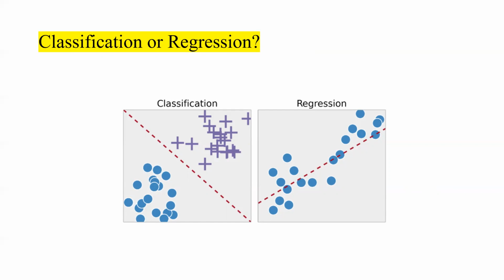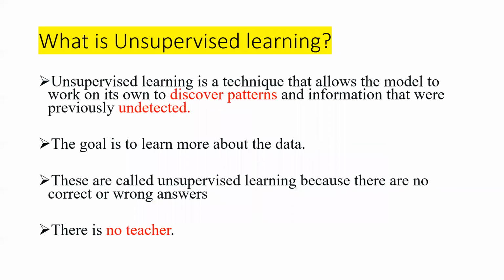Let me give another example for classification now. A student who is studying for 5 hours is likely to get pass marks. A student who is studying for 2 hours is likely to get fail marks. So pass or fail is a categorical variable. So it is basically classification.